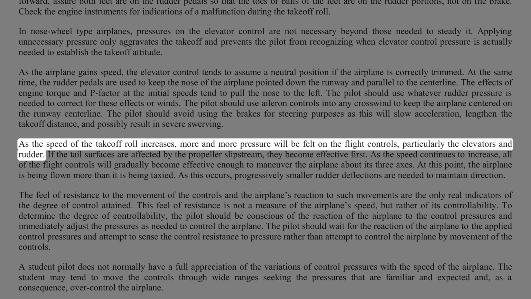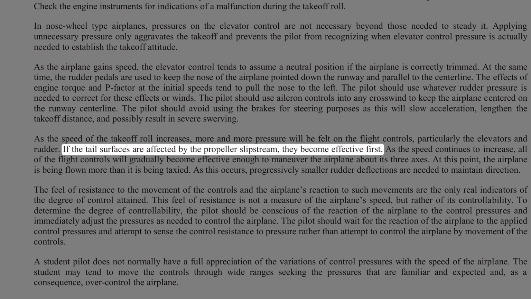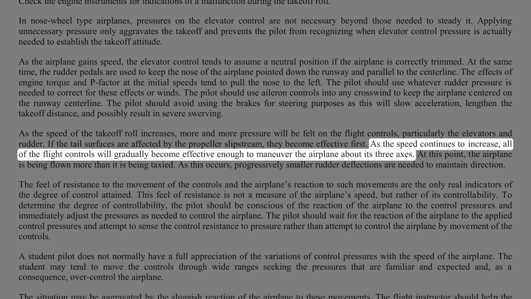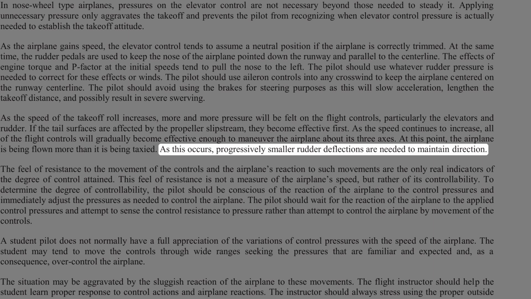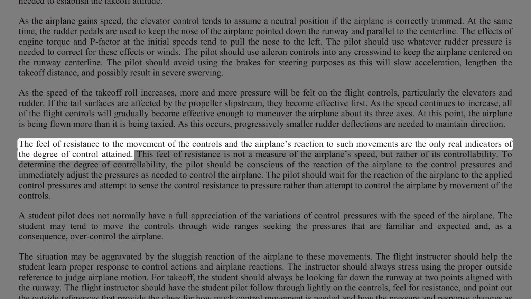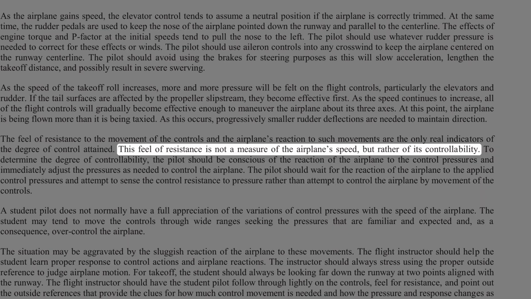As the speed of the takeoff roll increases, more and more pressure will be felt on the flight controls, particularly the elevators and rudder. If the tail surfaces are affected by the propeller slipstream, they become effective first. As the speed continues to increase, all of the flight controls will gradually become effective enough to maneuver the airplane about its 3 axes. At this point, the airplane is being flown more than it is being taxied. As this occurs, progressively smaller rudder deflections are needed to maintain direction. The feel of resistance to the movement of the controls and the airplane's reaction to such movements are the only real indicators of the degree of control attained. This feel of resistance is not a measure of the airplane's speed, but rather of its controllability.